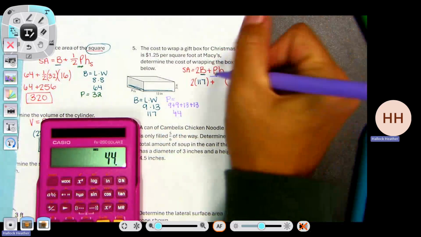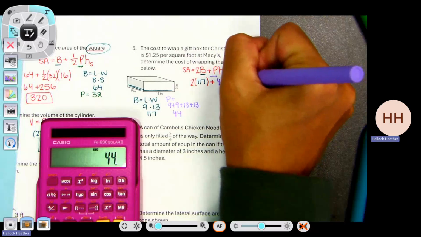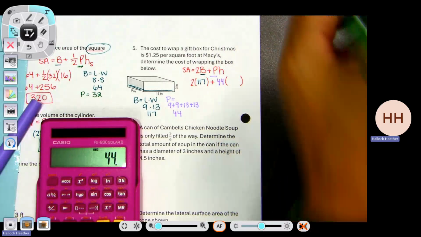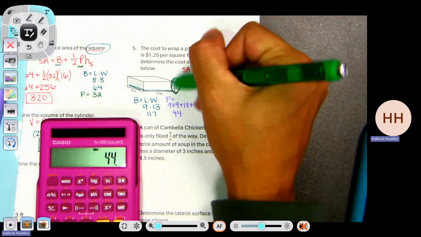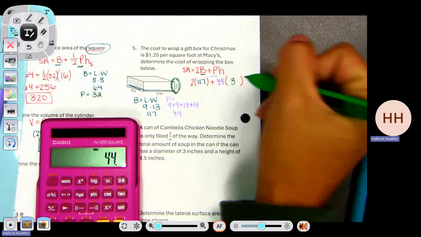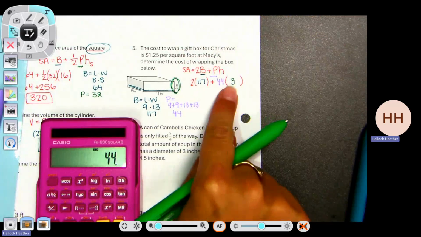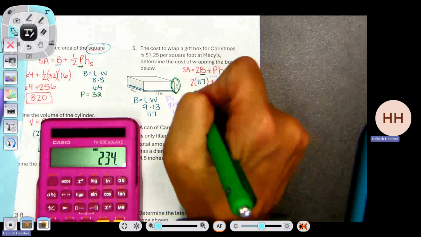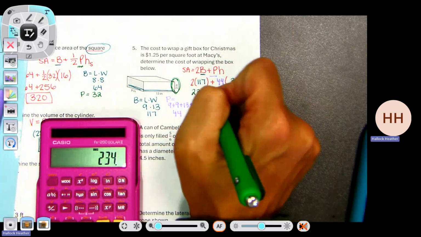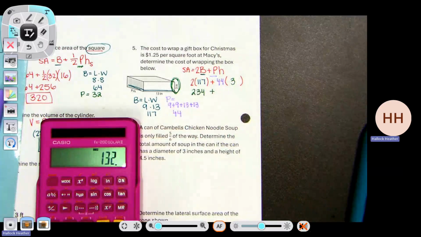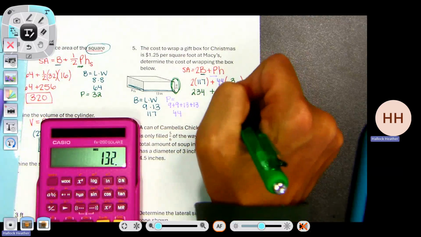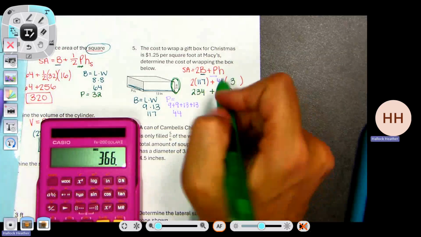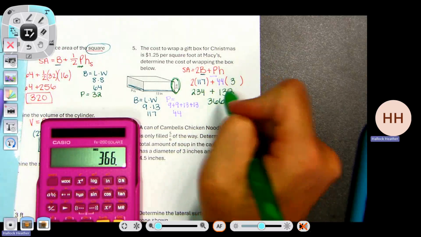My perimeter is 44. And then the height is the last number, which I haven't used yet, which represents the vertical height of the prism, which is 3. So I'm going to multiply separately, and then add them. So 2 times 117 is 234. I'm adding 44 times 3, which is 132. So 366 is my total area.